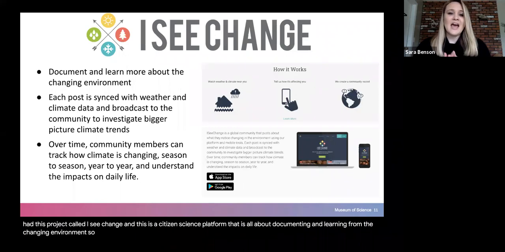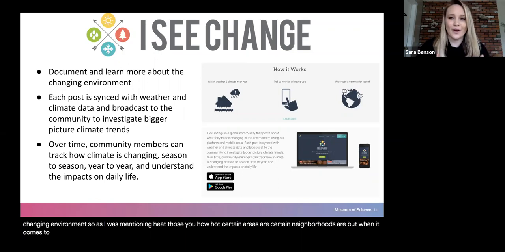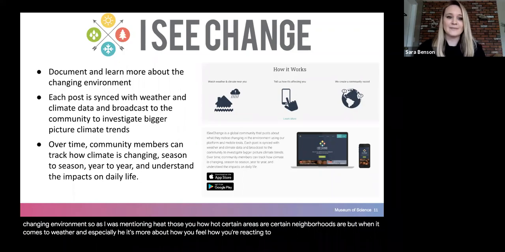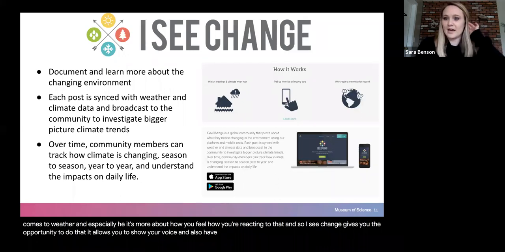So as I was mentioning heat, those were great maps, right? That shows you how hot certain areas are, certain neighborhoods are. But when it comes to weather, and especially heat, it's more about how you feel, how you're reacting to that. And so IC Change gives you the opportunity to do that. It allows you to show your voice and also have more hard data to back that up.